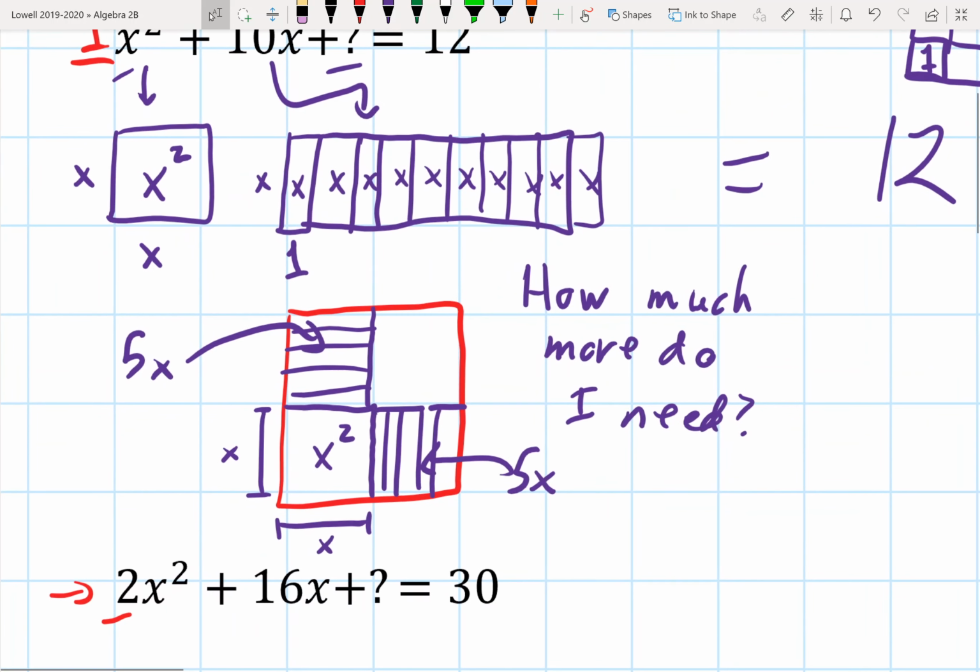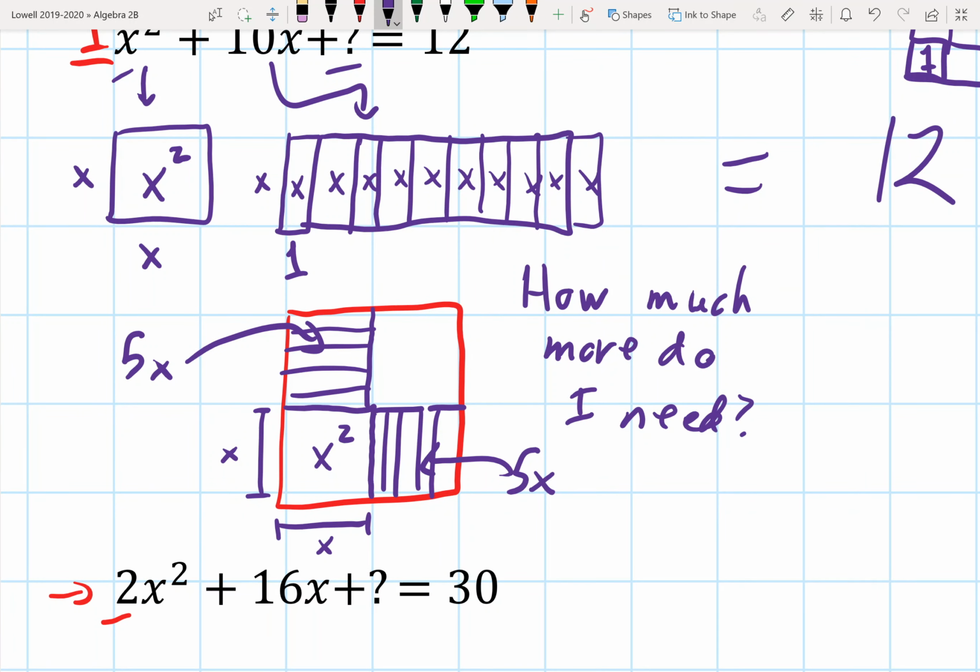I'm going to zoom in here on the bottom right corner. The height of each of these long rectangles is x. And if each of the side pieces is 1, and there's 5 of them, then this has to be 5. And likewise, on the other side, this would have to be 5 by x right here.